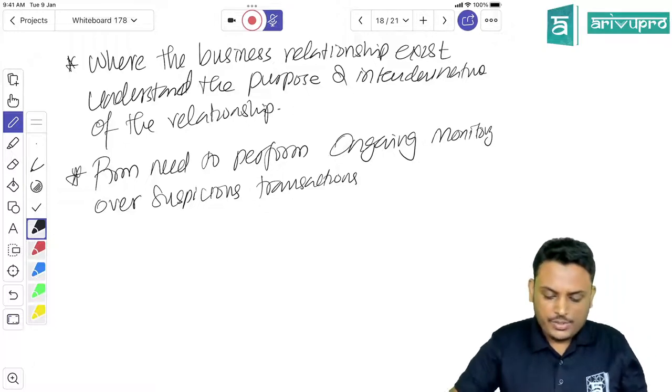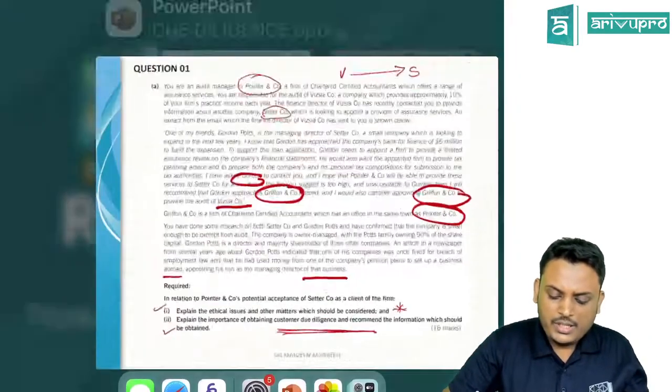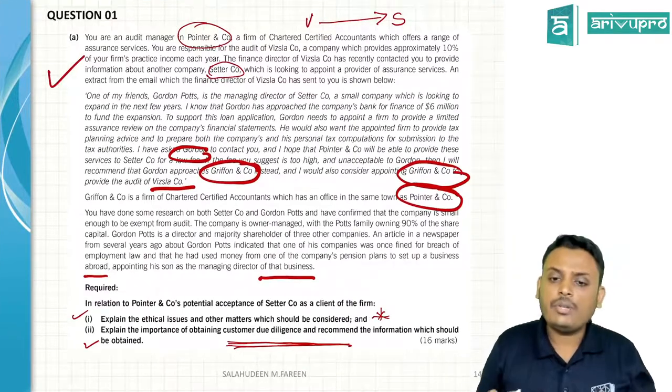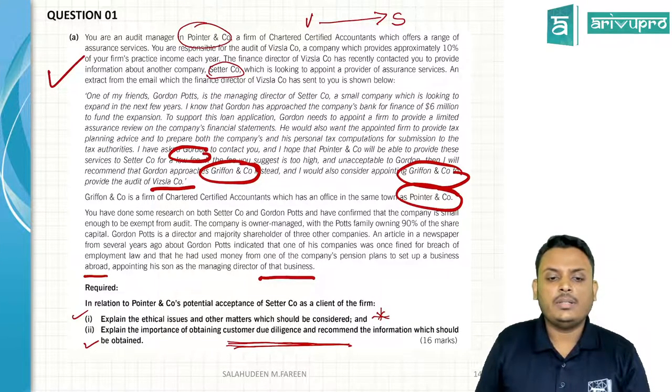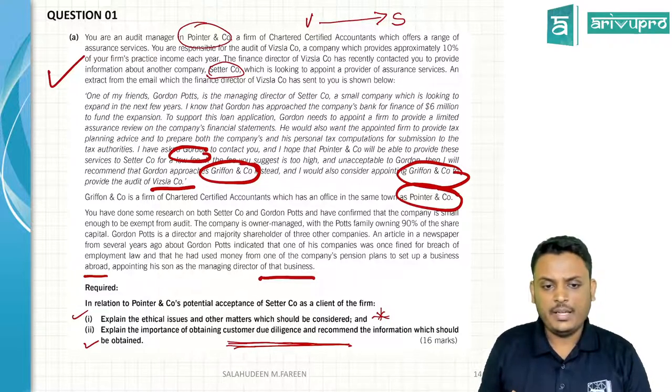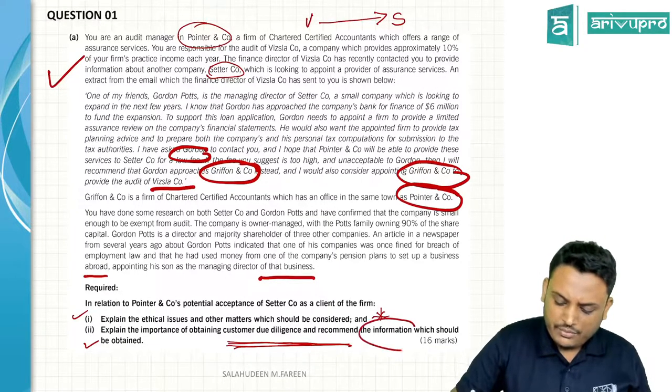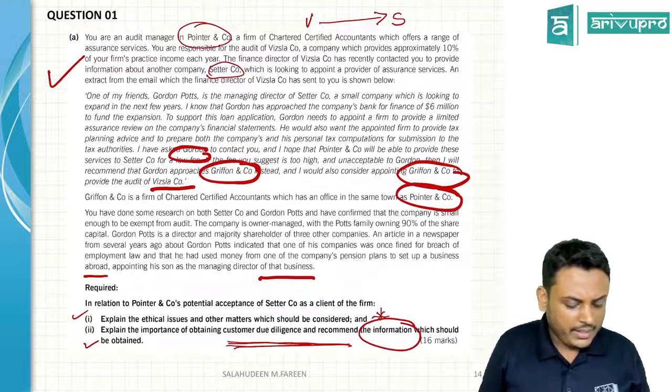Clear? So I did this question in order to make you comfortable with the due diligence of customer, right? So from where you can get the information, we did the importance, why customer due diligence is important, right? From where you can get the information, right?